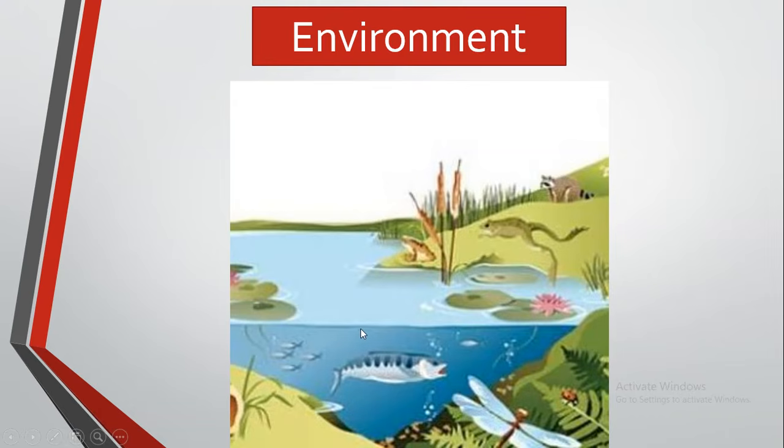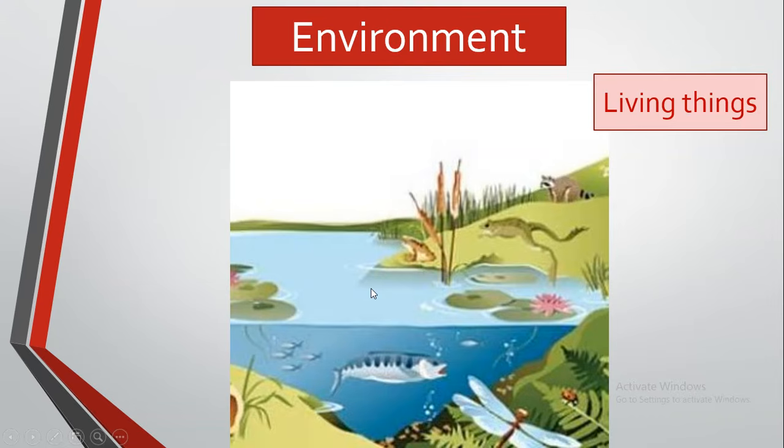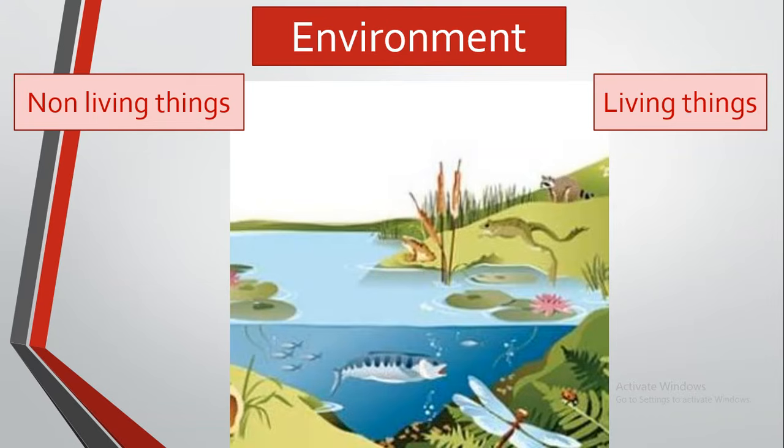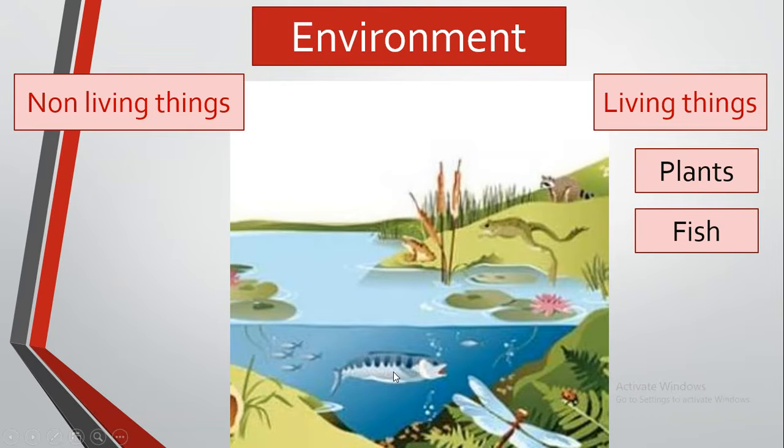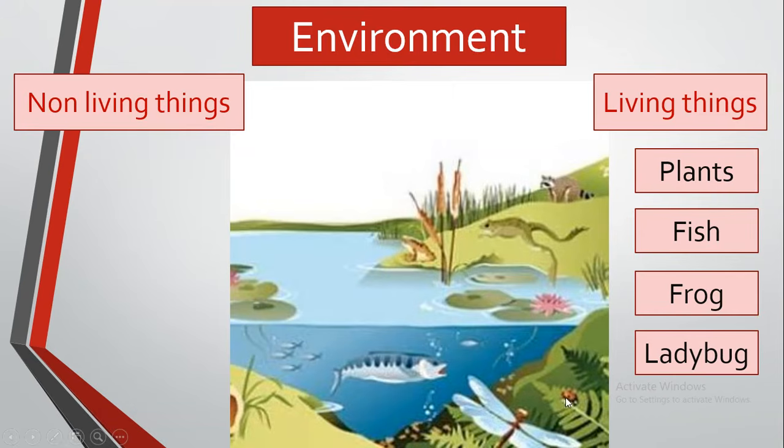So look at this picture. I want you to name living things that you see in this environment and non-living things that you see in this environment. Let's start with living things. What living things do you see in this environment? Plants, excellent. Fish, frog, and ladybug and dragonfly.